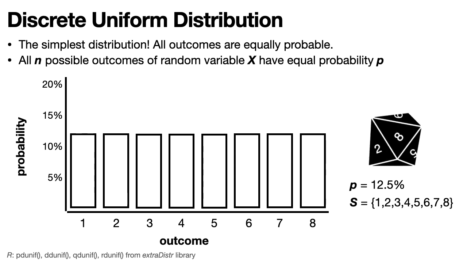Or consider rolling a well-balanced die. You'd expect the probability distribution to be uniform, with each probability being 1 divided by the number of sides. This 8-sided die has 8 possible outcomes, each with a probability of 12.5%.